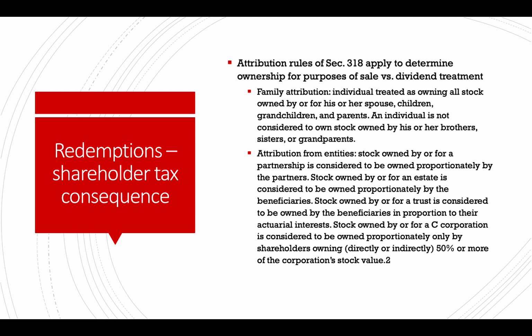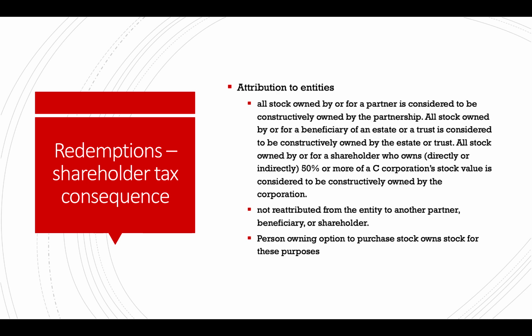Same concept. Stock owned by or for a C corporation is considered to be owned proportionally only by shareholders owning, directly or indirectly, 50% or more of the corporation's stock value. So this one's a little bit different. If I own 40% of corporation ABC, and corporation ABC owns 100 shares of something else, I'm not attributed any of that ownership because I only own 40% of that corporation. If I own 51% of that corporation, I am attributed 51% of the shares that corporation ABC owns. All right, and so also attribution to entities. So we had attribution from entities and attribution to entities.